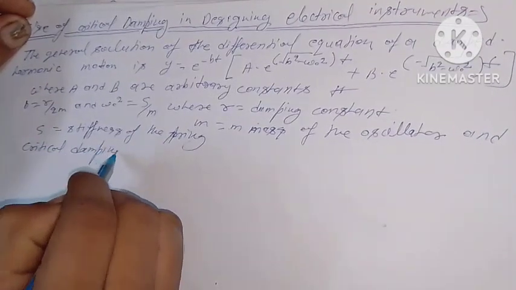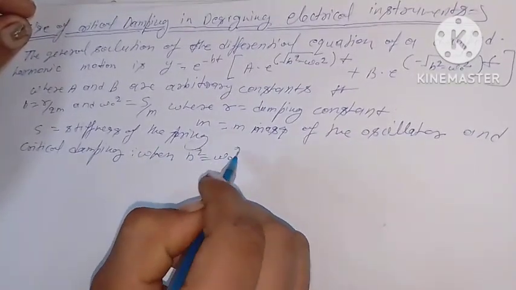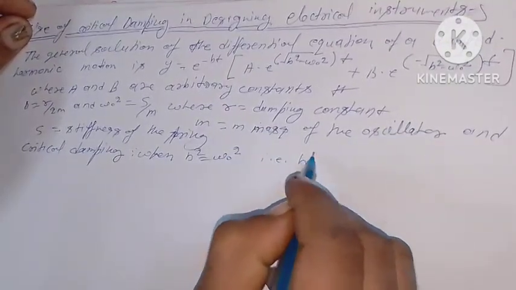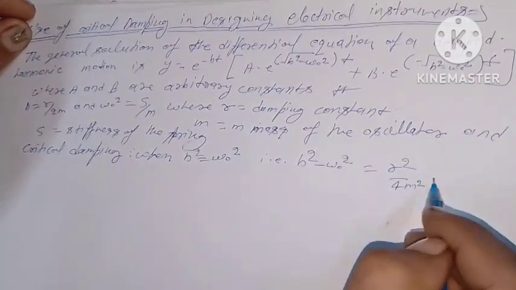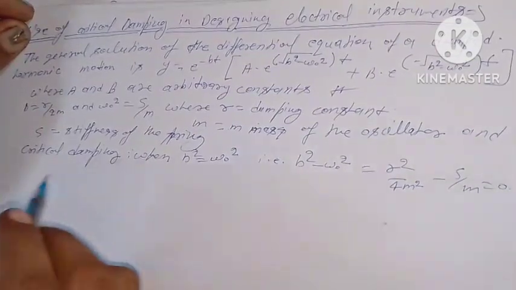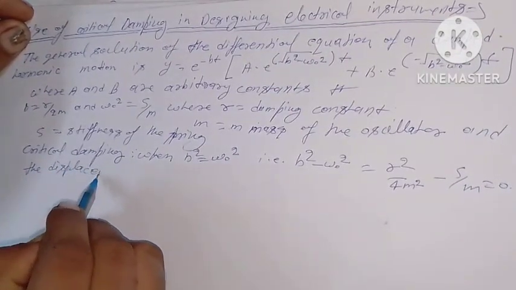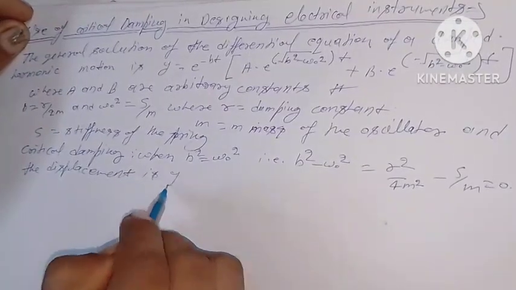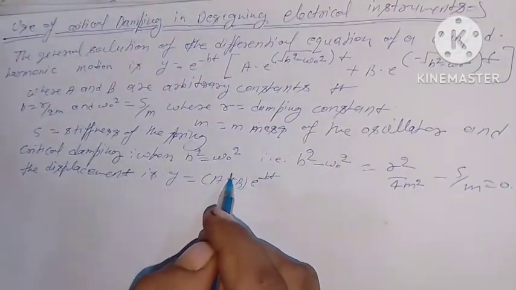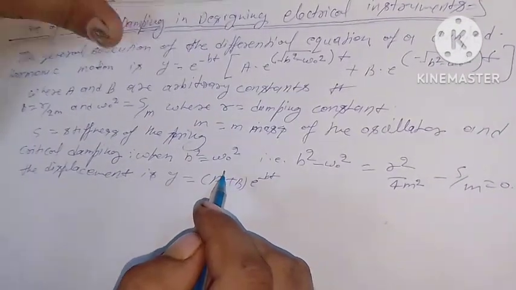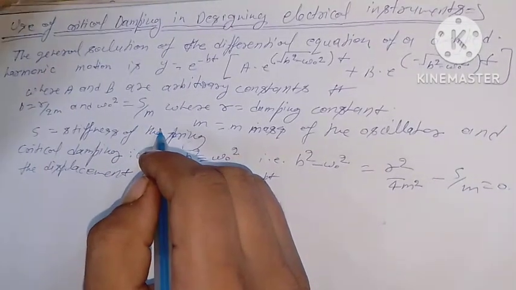Then critical damping, when b square equals omega naught square, that is, b square minus omega naught square equals R square by 4M square minus S by M equals 0. The displacement is y equals in bracket A plus B t, e to the power minus bt, okay? And this is the limiting case of behavior shown by the differential equation of motion of a damped simple harmonic oscillator.